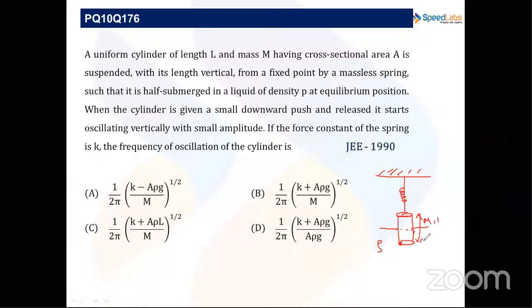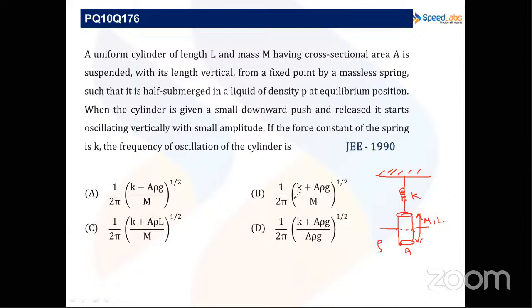Mass m, length l, and cross-section area A. Now when the cylinder is given a small downward push and released, it starts oscillating vertically with a small amplitude. If the force constant of the spring is k, then the frequency of oscillation of the cylinder is? Again, frequency.